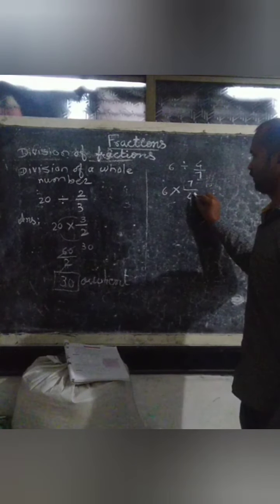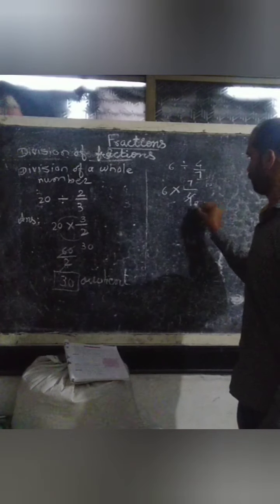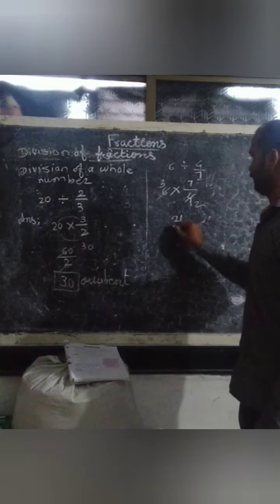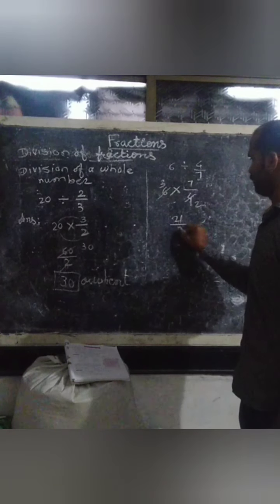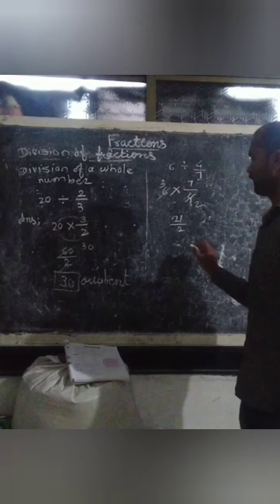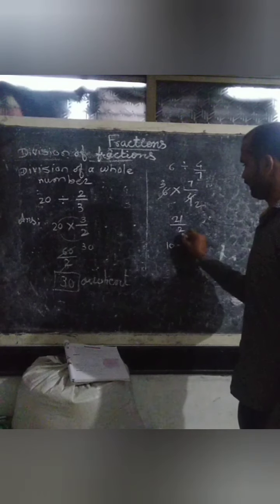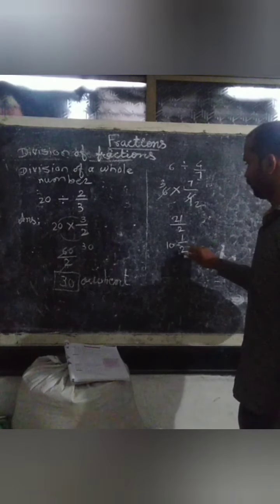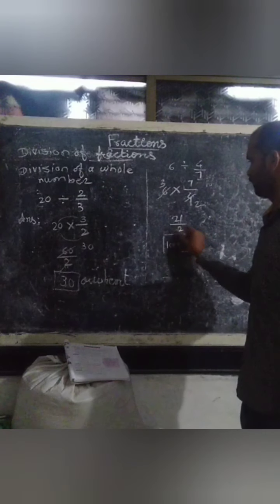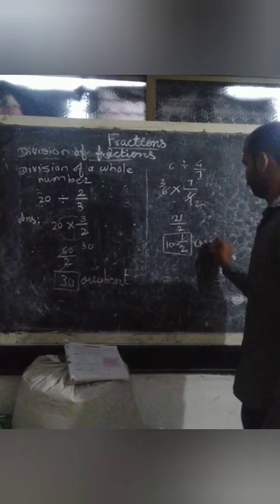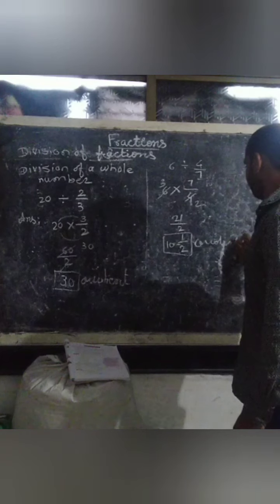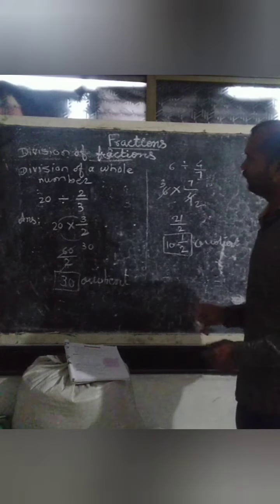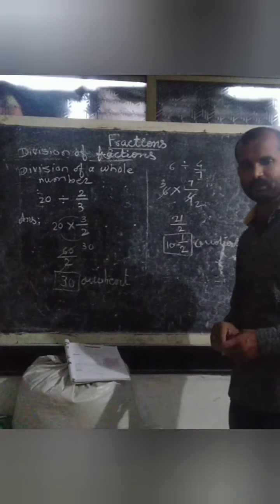Now here you can cross divide. 2 2s are 4, 2 3s are 6, 3 7s are 21 and 2 1s are 2. Again a mixed fraction: 2 10s are 20, 1 remainder, so 10 and 1 upon 2. 10 and 1 upon 2 is the quotient. In this way you can divide a whole number by a fraction.